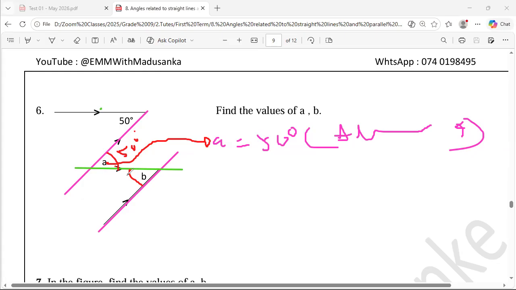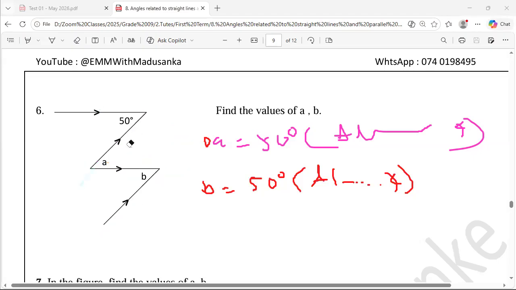Meaning alternate angles, A equals B. That means B equals 50 degrees. The reason: alternate angles. That's all. Right, let's move to the next one.